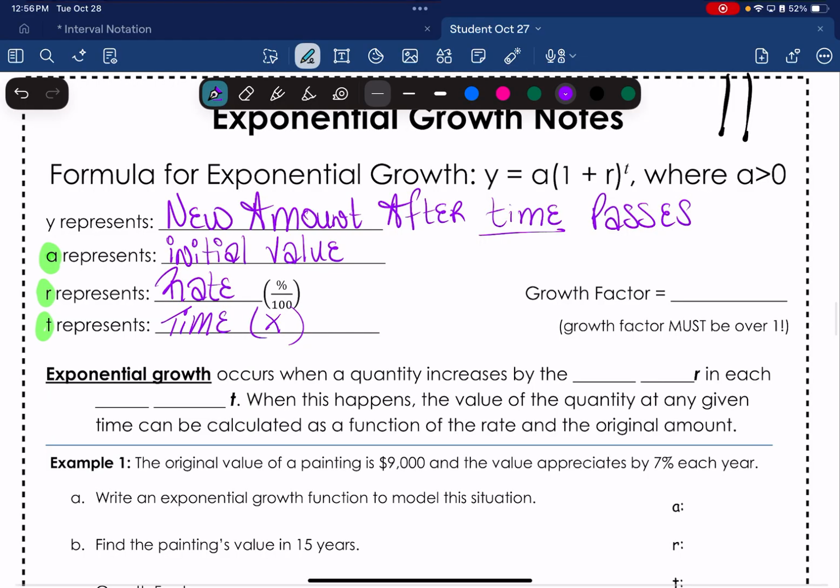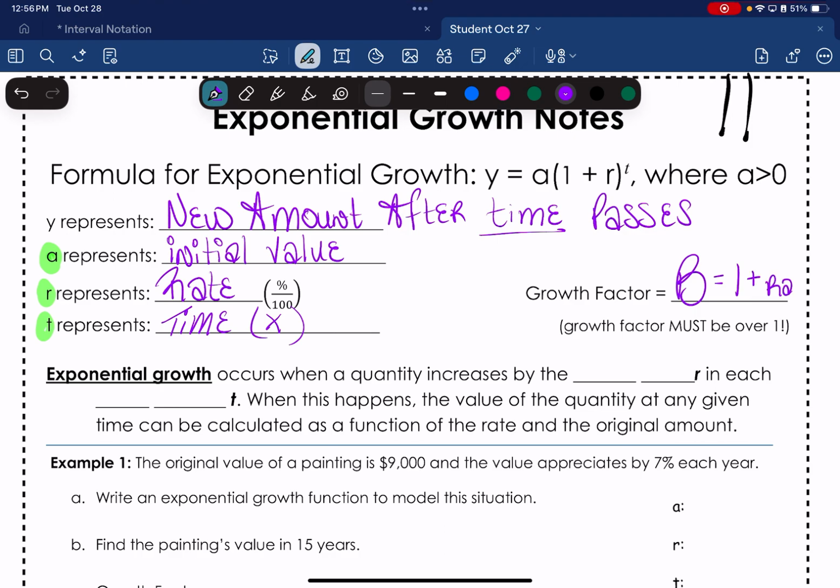Okay, so after we've gone the year or whatever, when we're looking specifically at exponential growth, we need to know that B is going to be over 1. So my growth factor, which is going to represent my B, is 1 plus my rate. So when we're looking at the problem, your B is broken down and separated into 1 and the rate. So if I were to give you the B, you should be able to tell me what the rate would have been.